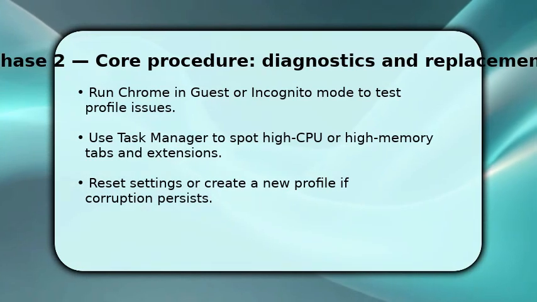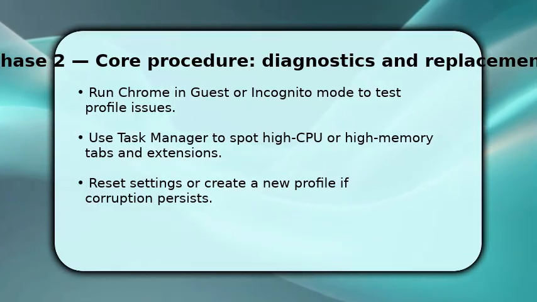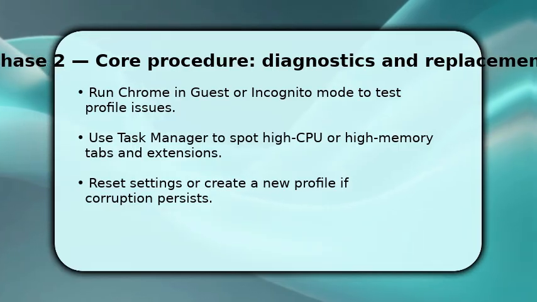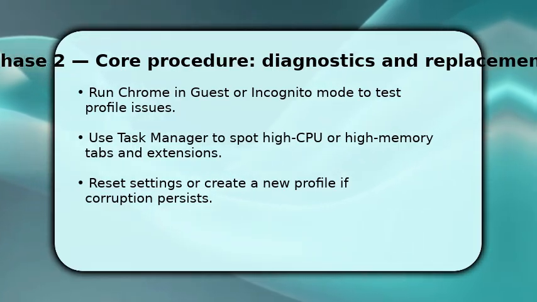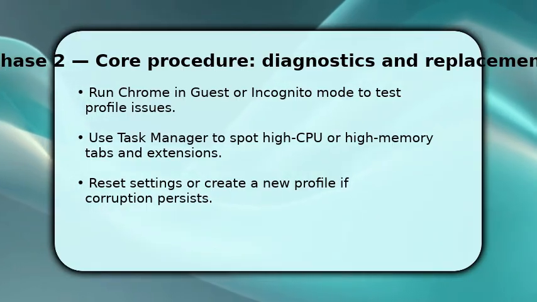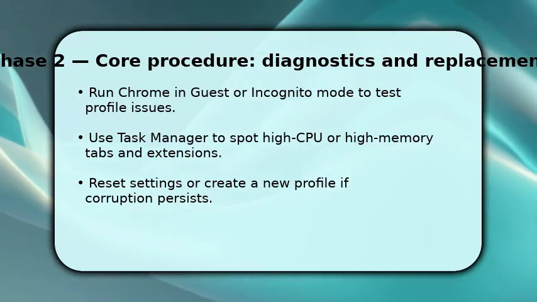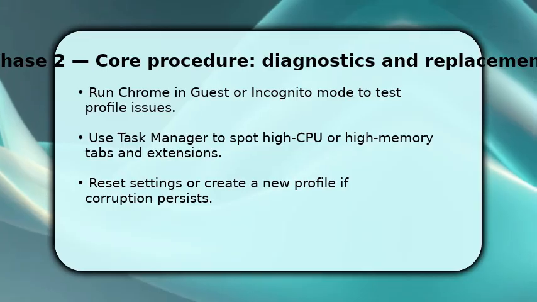You now diagnose deeper conflicts. Open an incognito window or guest profile to see if crashes continue. That separates extension or profile causes. Then open Chrome Task Manager, Shift+S, to identify a tab or extension using excessive CPU or memory. End that process to stabilize the browser.